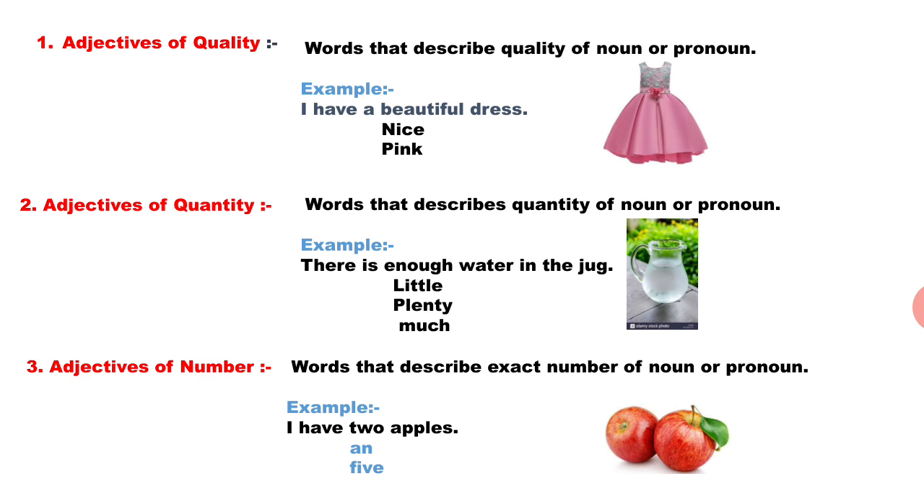Okay, now we will see the third one, that is adjectives of number. Words that describe the exact number of a noun or pronoun. If the sentence tells us an exact number, that is an adjective of number. For example, I have 2 apples. Here 2 is an adjective of number. If there is only 1 apple, the sentence will become I have an apple. If there are 5 apples, the sentence will become I have 5 apples. So all these, 2 and 5, are the adjectives of number.